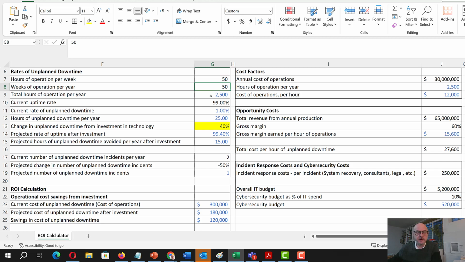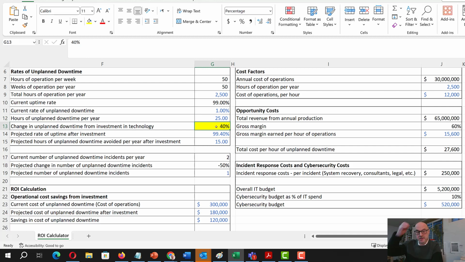That's 2,500 hours of operation per year. They have a current uptime rate of 99%. Therefore, they have a 1% rate of unplanned downtime. This translates into 25 hours per year of unplanned downtime.